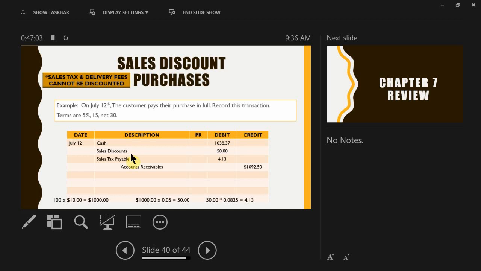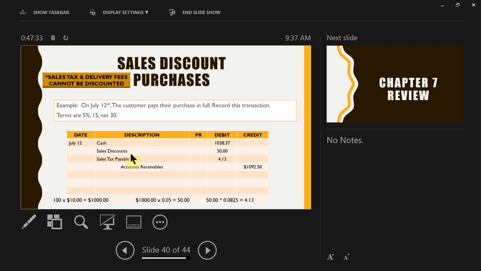Yeah, you are because it's right there for the $50 and the $4.13. Where am I putting this back into? Right there where it says sales discount $50, sales tax payable $4.13. What am I paying that into? Because you said I'm putting that back in. Where am I putting it back in? Okay, I see it. My bad.